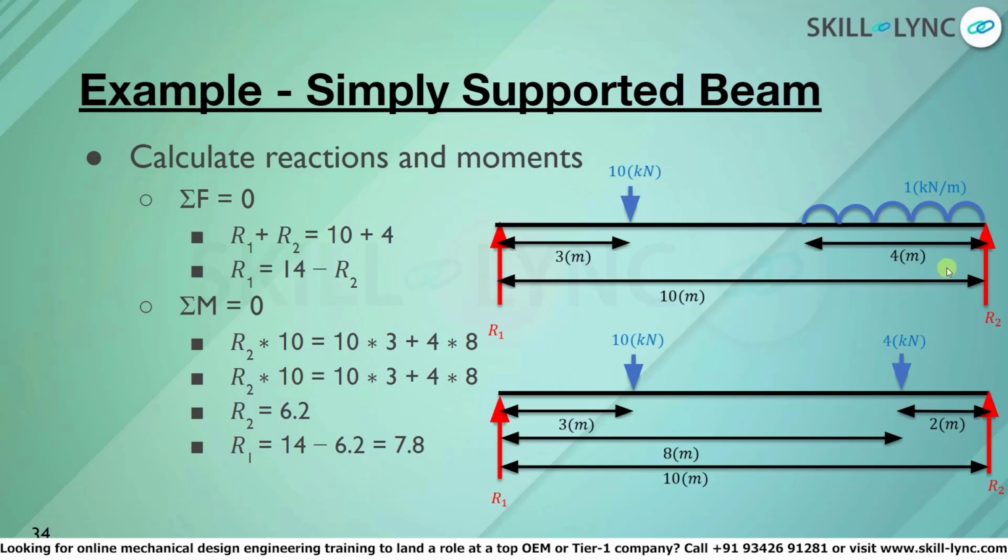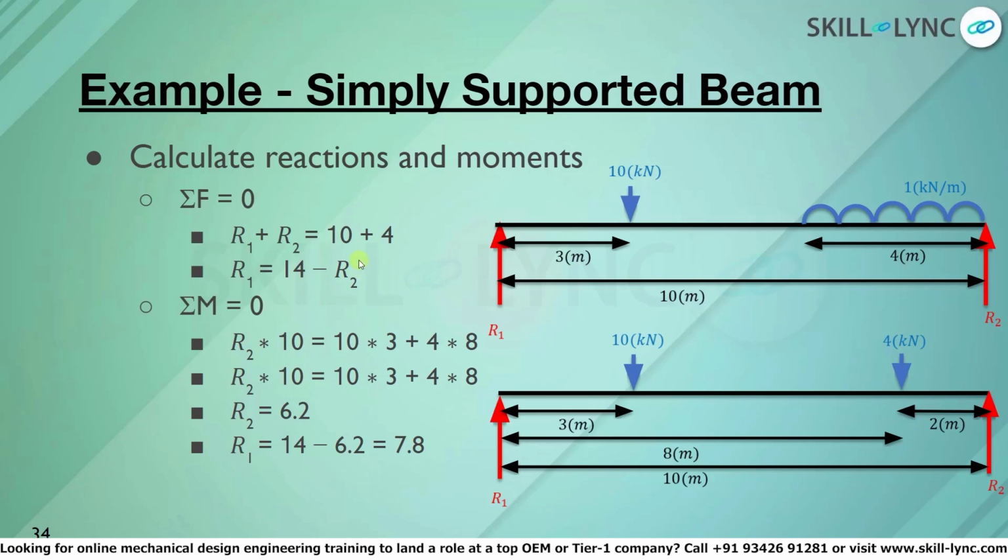Knowing this, we will assume that the net shear force within the system is equal to 0. This means that the upward loads are equal to the sum of the downward loads. Thus, R1 plus R2, which are both upward loads, will be equal to 10 plus 4 kilonewton, which are the downward acting loads. So, from that, we can also tell that R1 is equal to 14 minus R2.